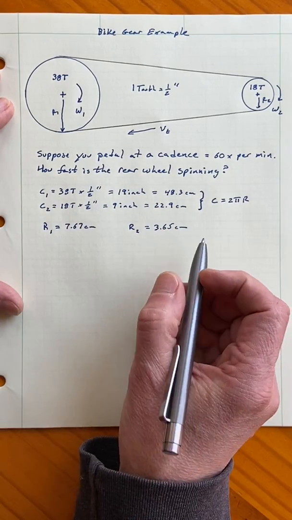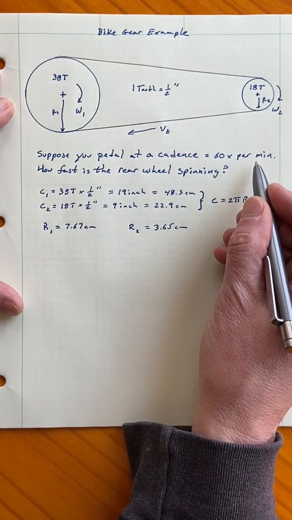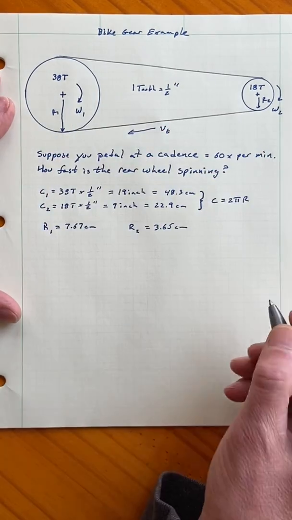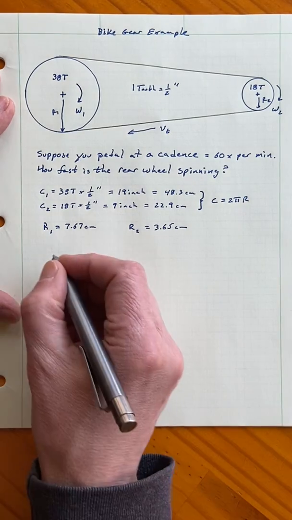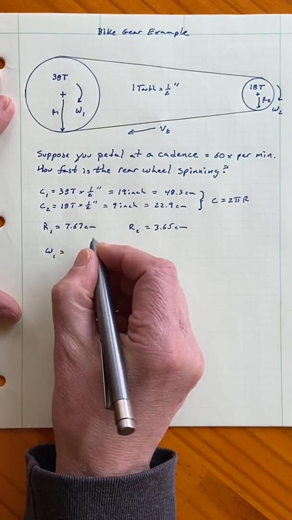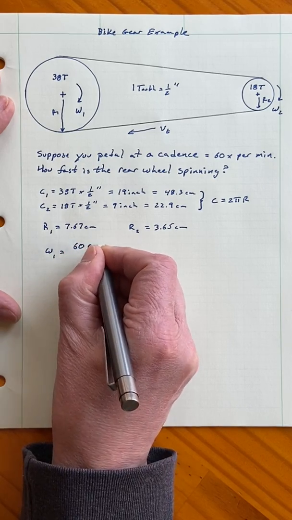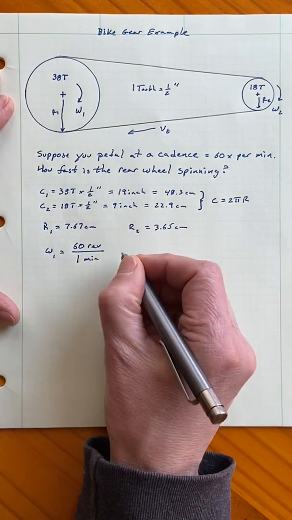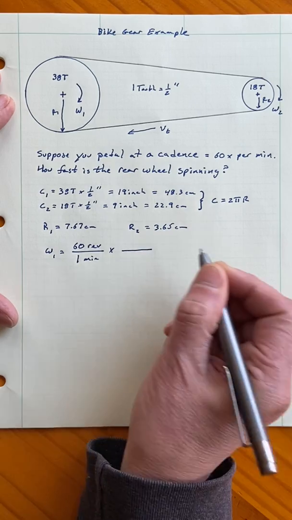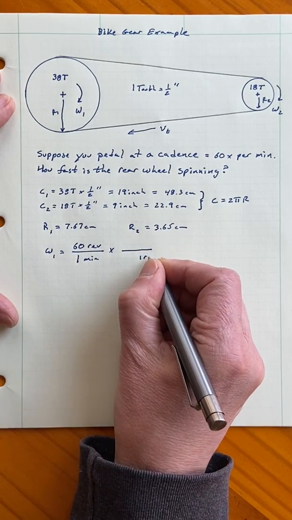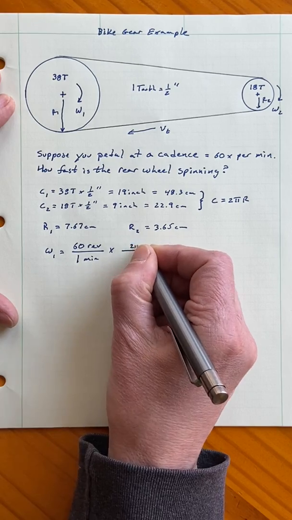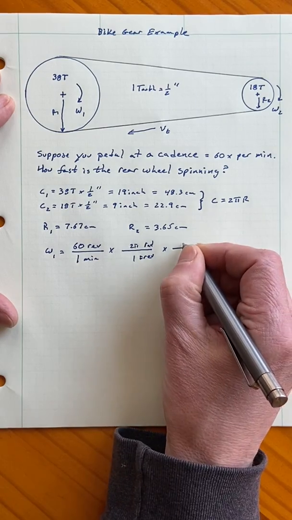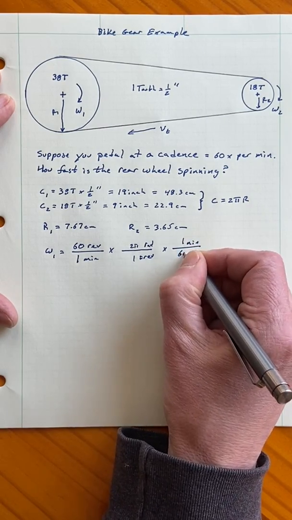So from what we know, the cadence of 60 times per minute, how can we figure out omega for the chain ring? Well, 60 times per minute is an omega, but it's not in the right units. So omega 1 is equal to 60 revolutions per minute. But we would really like to get that into radians per second, so we can use our normal dimensional analysis thing to get it. I know that 1 revolution is equal to 2 pi radians. And I also know that 1 minute is equal to 60 seconds.